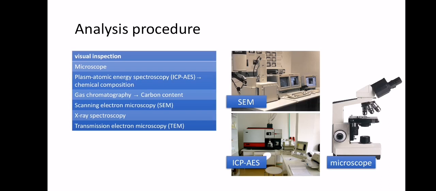In the paper they used all these devices to analyze the tube. Of course, visual inspection and a microscope. They used something called ICP-AES, or inductively coupled plasma atomic emission spectroscopy. This device is used to determine the chemical composition. Gas chromatography to determine the carbon content. They used scanning electron microscopy, SEM. You can see photos of SEM everywhere. And X-ray. So these are the devices they used.